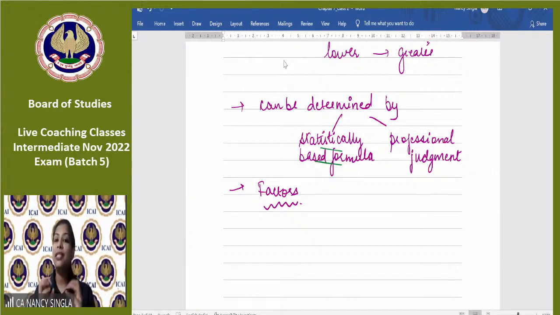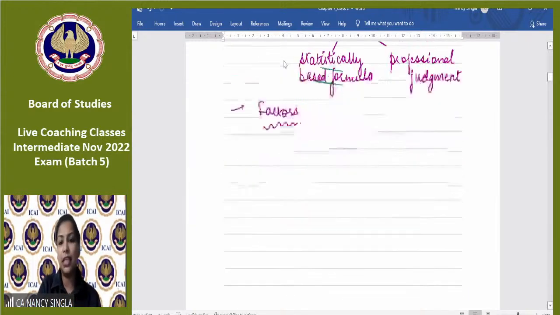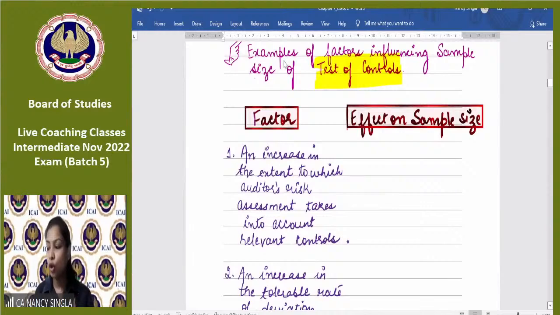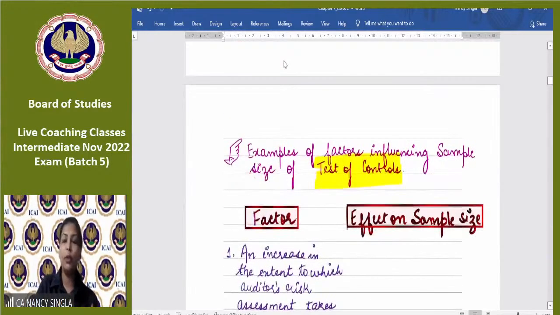When the auditor is deciding the sample size, be it with the help of a statistical based formula or by applying his professional judgment, there are certain factors that have an effect on the sample size. So we will do one thing. I'll ask you these questions. I've made this topic in a tabular format. I want all of you to reply. So what is this topic? We are discussing sample size.